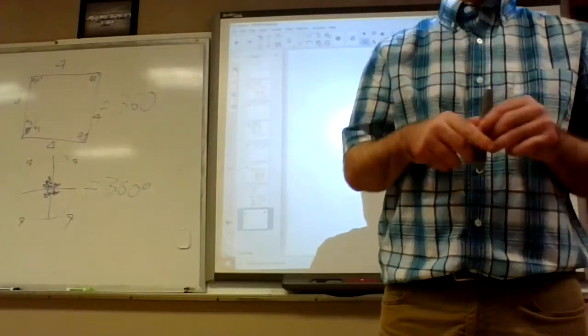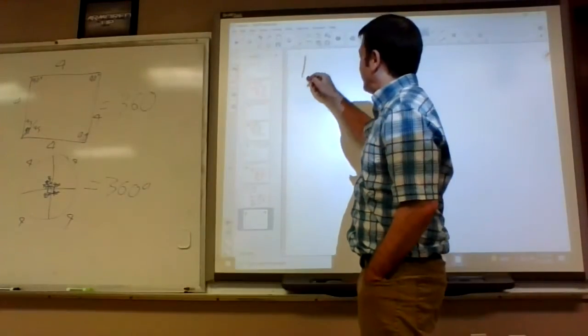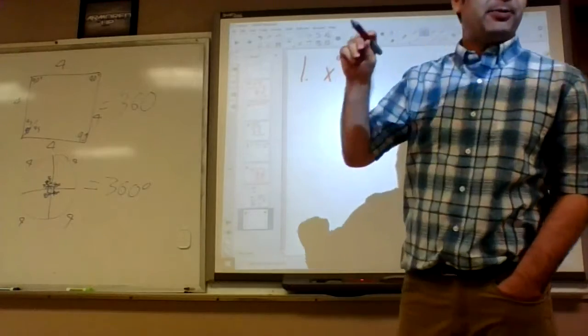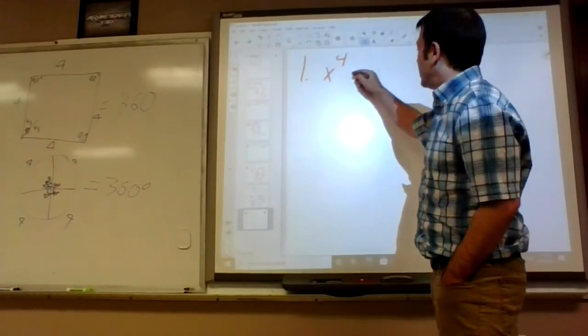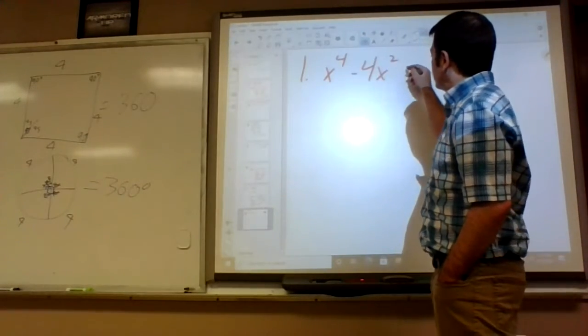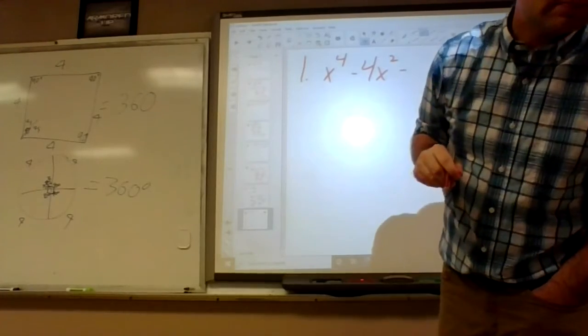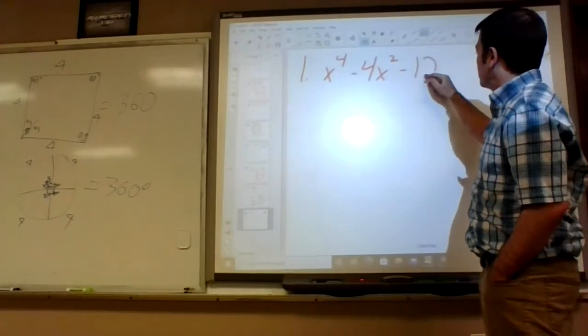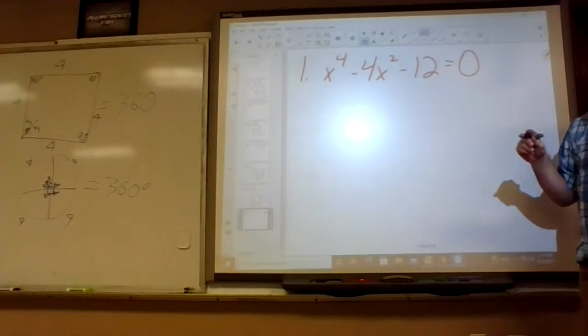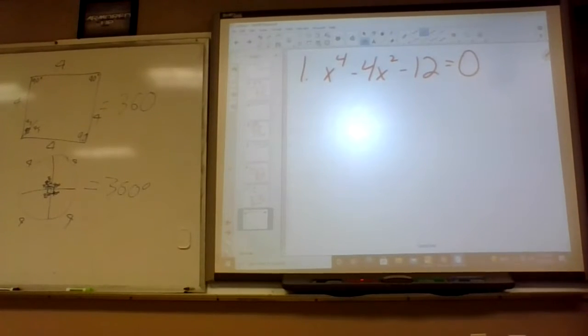So, guys, number one, we're supposed to solve these by factoring. All right, we're getting started. By factoring? Yes. Was that by grouping terms? No. So this one is not a quadratic equation.